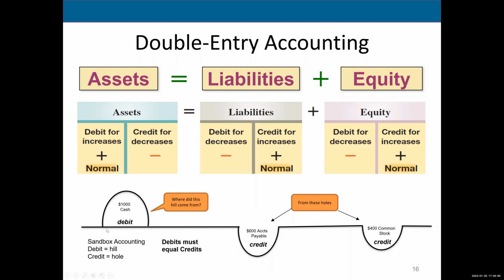He just said, let's say that we're in the sandbox. That hill that you see here, that's a debit. By definition, the debit is the hill. And then the credit is the hole. Basically, where did this hill come from? Well, it came from these holes. We have a $1,000 debit. Well, the $600 credit came from this hole, and the $400 credit came from that hole. So together, these two make up the hill. Okay, how does that work?